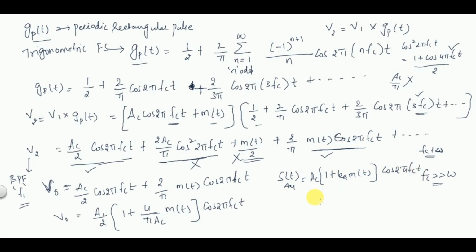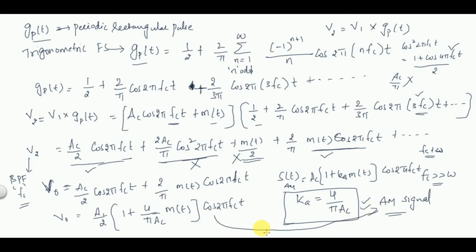Okay, so cos 2 pi fct, where the amplitude sensitivity of the modulator ka is equal to 4 by pi Ac. Thus we can say that an AM signal is obtained at the output of the switching modulator. Okay, so this is how an AM signal is generated at the output of the switching modulator.